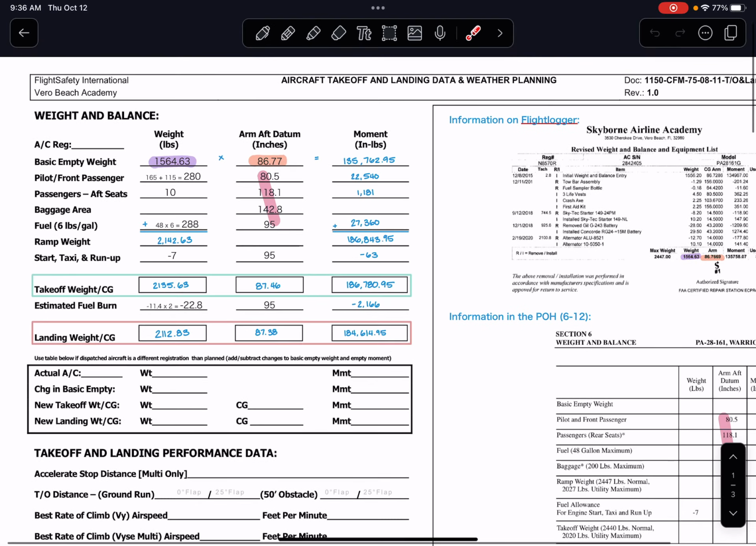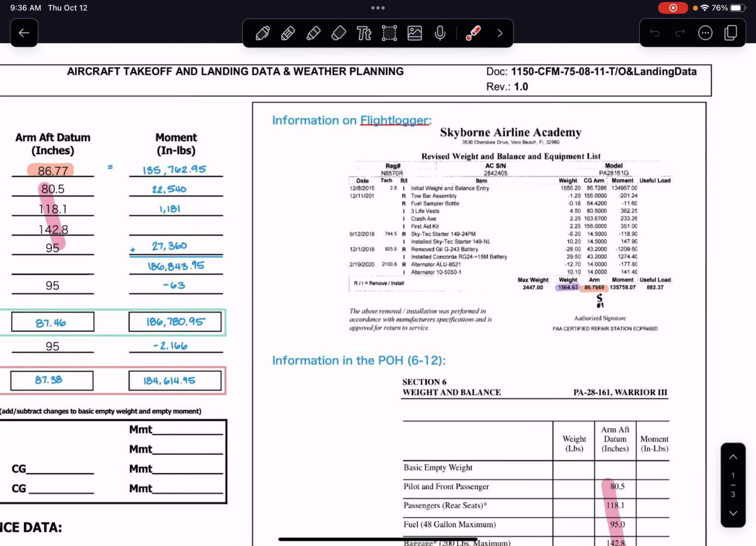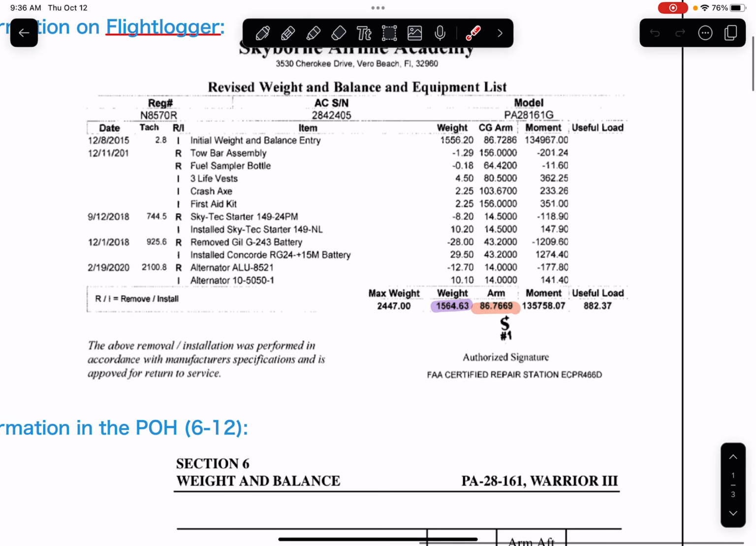All right, let's calculate weight and balance. So first we're going to find the basic empty weight of our aircraft and the CG. And we're going to find that here on Flight Logger. You see the weight here at the bottom and the current CG.